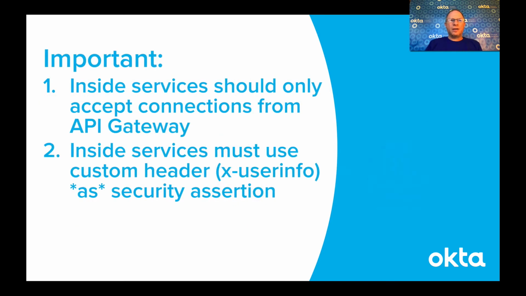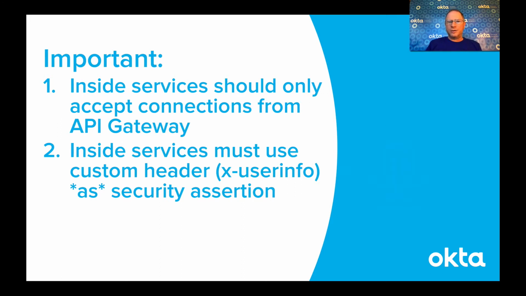So the important things are, when you're using an API gateway, inside services should only accept connections from the API gateway, and inside services have to be able to deal with that custom header that's coming in and have it be the equivalent of a security assertion.